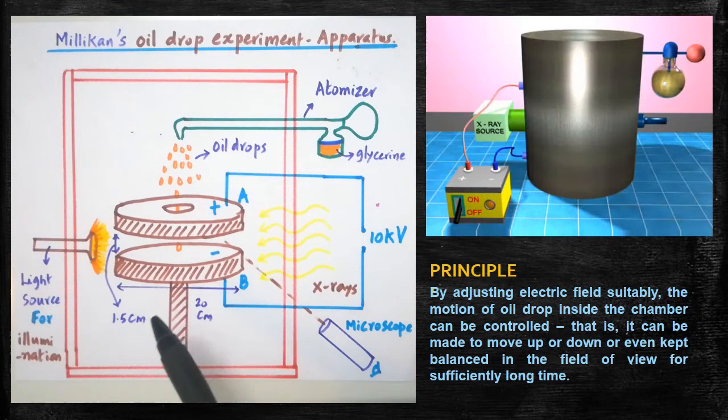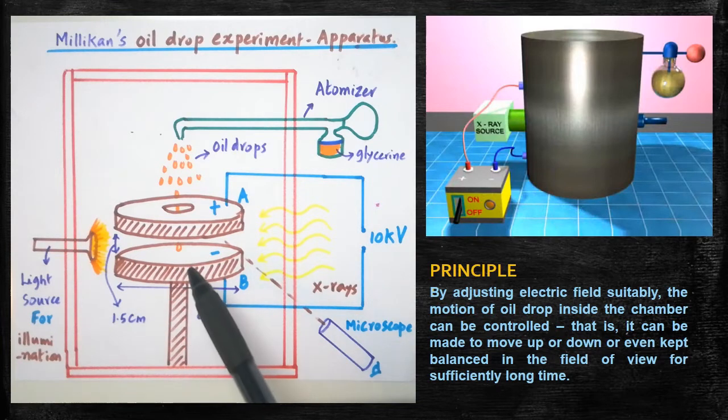The charge of the electron value is 1.602 times 10 to the power of minus 19 coulomb. That value was first found by Millikan. For that purpose, he had designed this apparatus. Now we are going to describe how the apparatus is constructed.